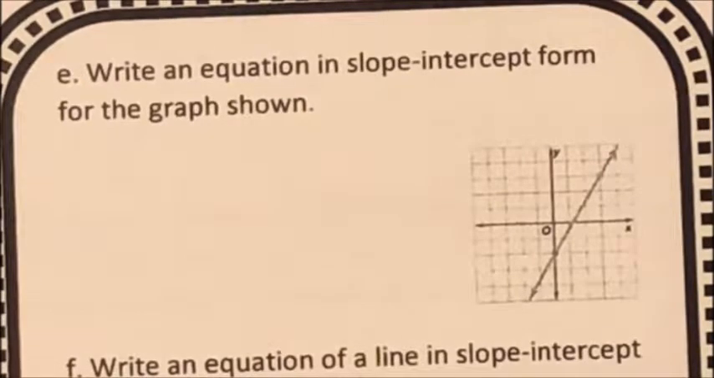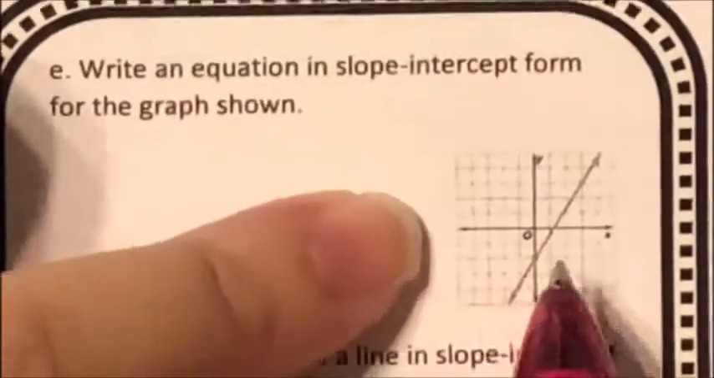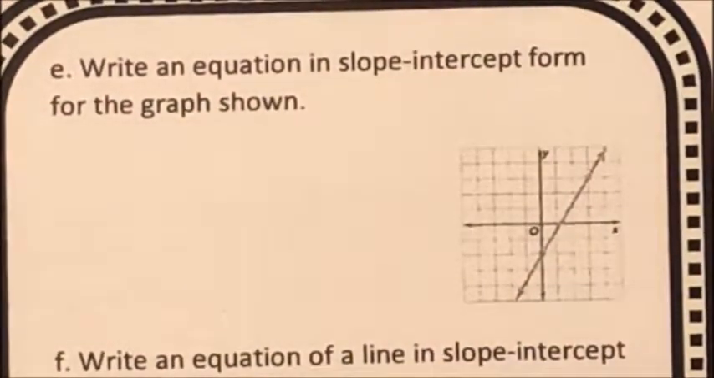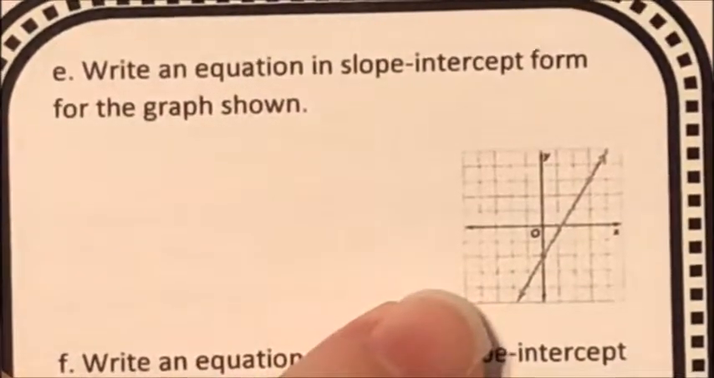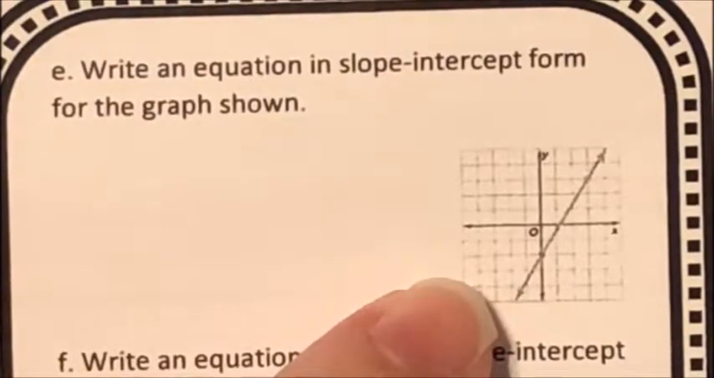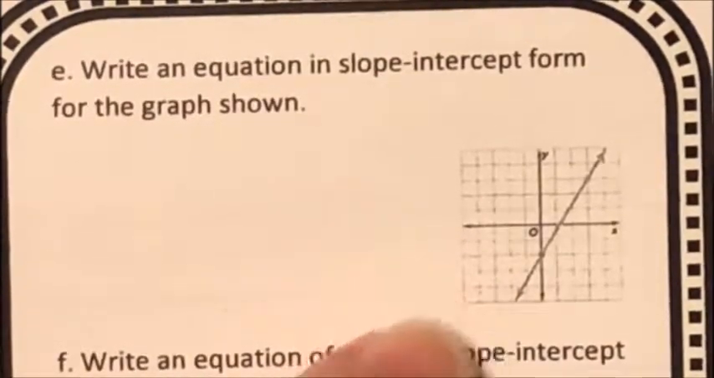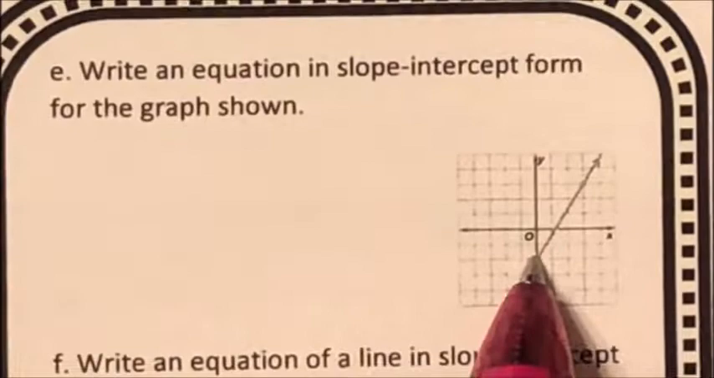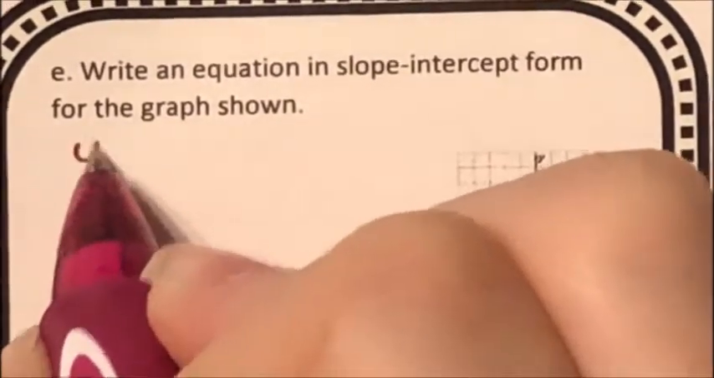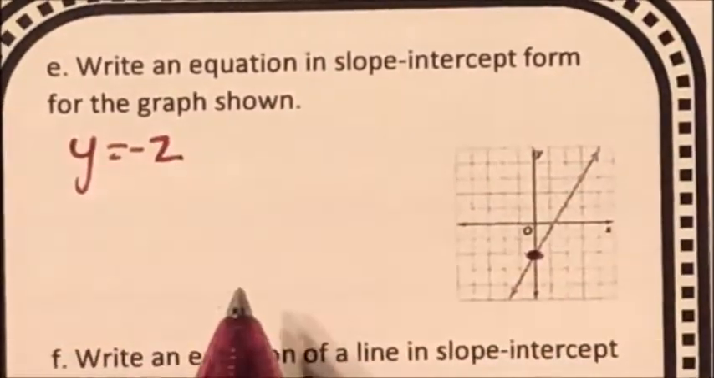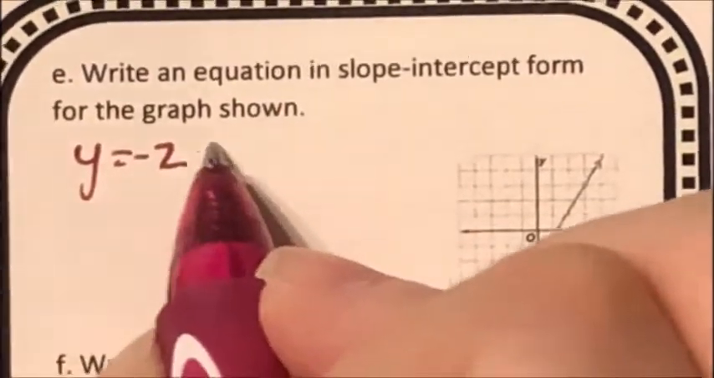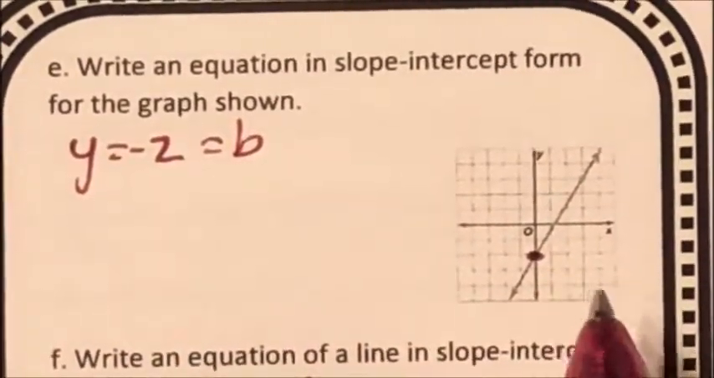Okay, so if I look at my graph, I'm looking at where it crosses the y-axis. Okay, so if I look at this, it crosses at negative 2. So it crosses at negative 2. So that's my b, that's my y-intercept.